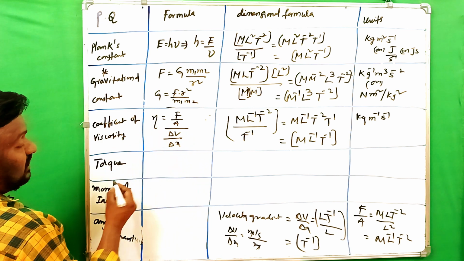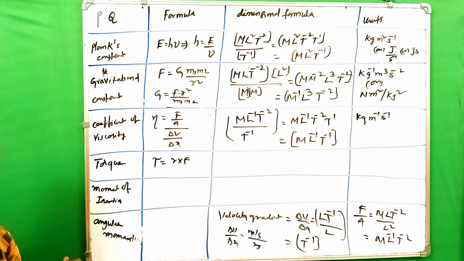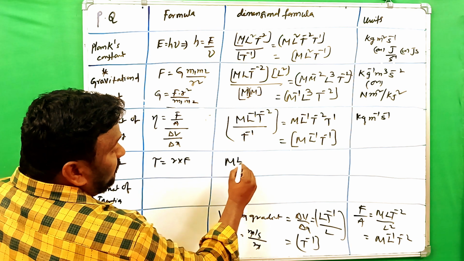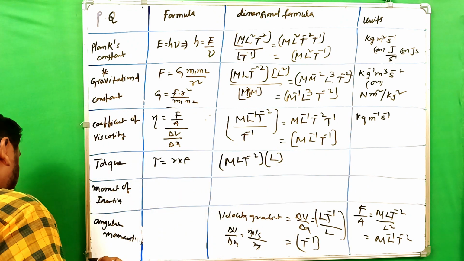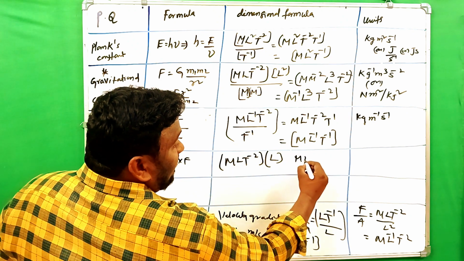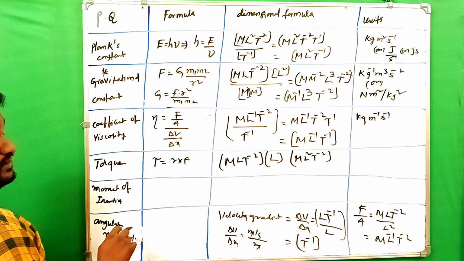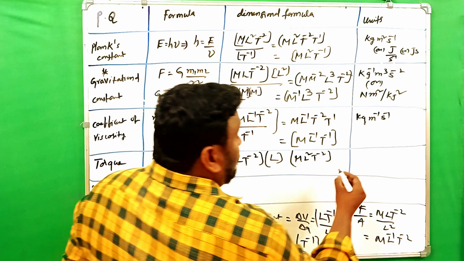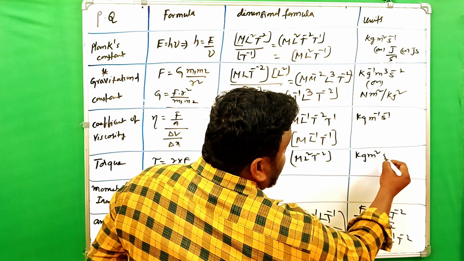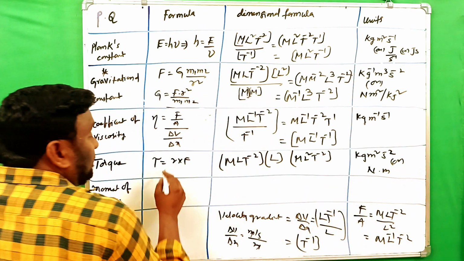Next, the torque formula: tau is equal to r cross F. What is F? Force, M L T inverse 2, into r, which means distance L. Then we get M L square T inverse 2. That is the dimension formula of torque. It is the same as energy and work. Clear? So the unit is kg meter square second inverse 2. Here force is Newton and distance is meter, so Newton meter.